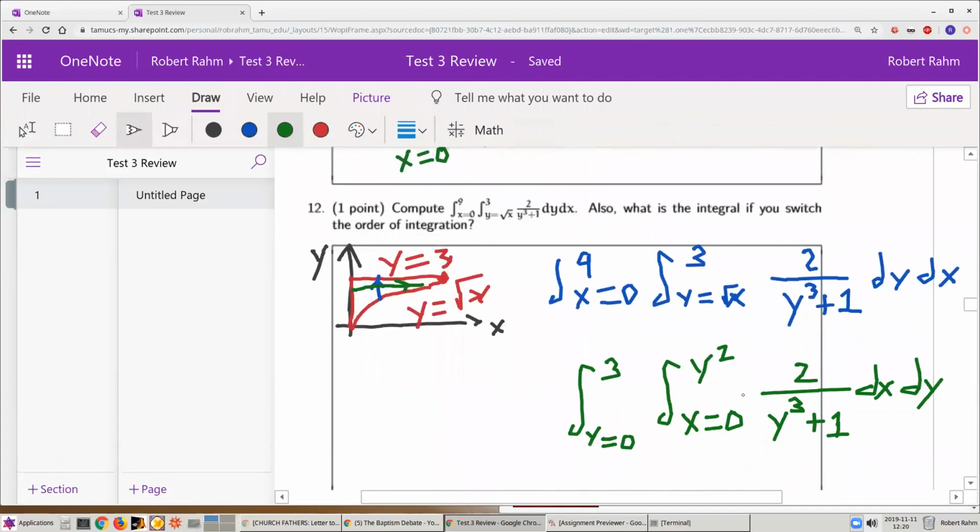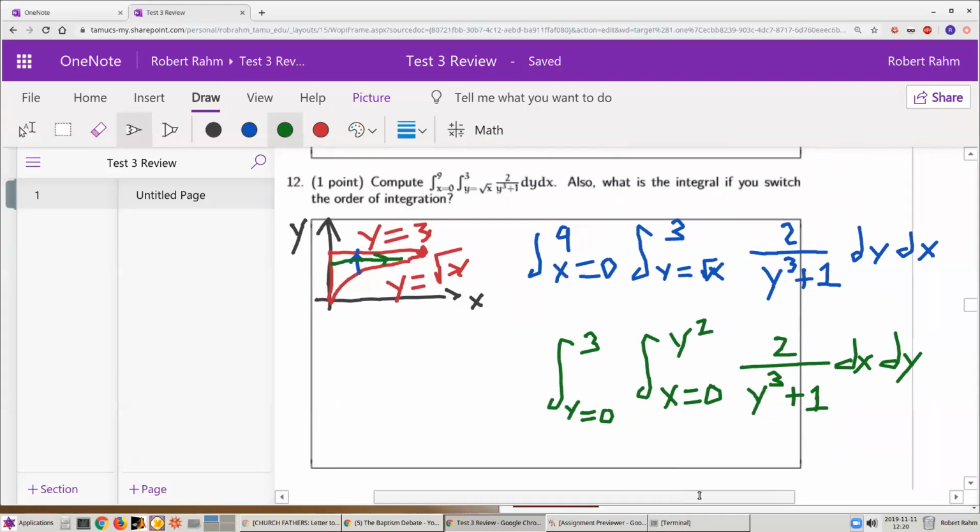Okay, and something similar is true of problem number 12. Again, this is just a sketch of the region. y goes from the square root of x to 3, x goes from 0 to 9. Sketching the region from the bounds is something that you need to know how to do. So I start by graphing y is equal to the square root of x, y is equal to 3, and then seeing what the x bounds are, and this tells me what the region looks like.